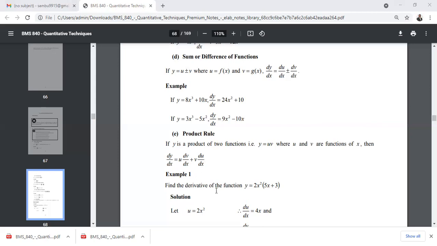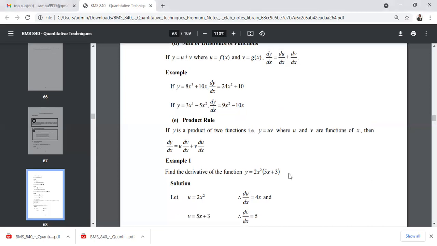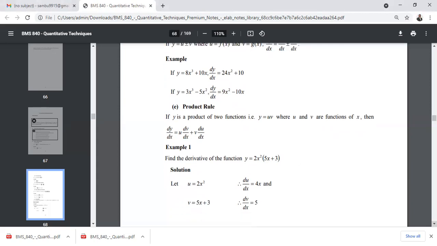Let's say, for example, we have this function, y is equal to 2x squared, and in bracket 5x plus 3. We take our u to be 2x squared and our v to be 5x plus 3. So what happens? Let me plug in my laptop to power.